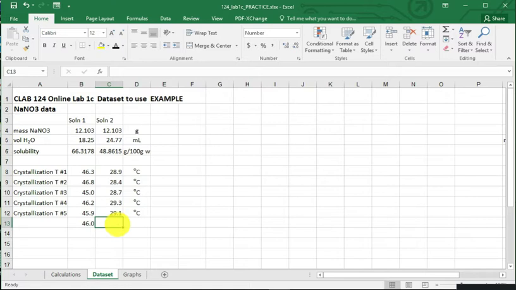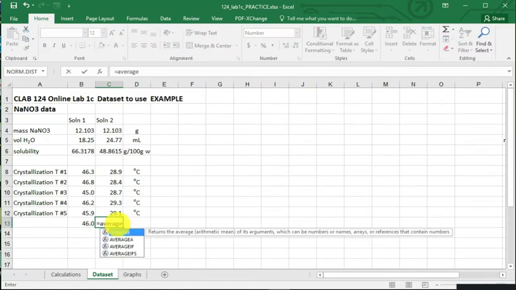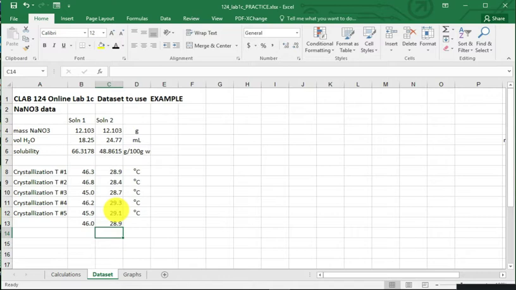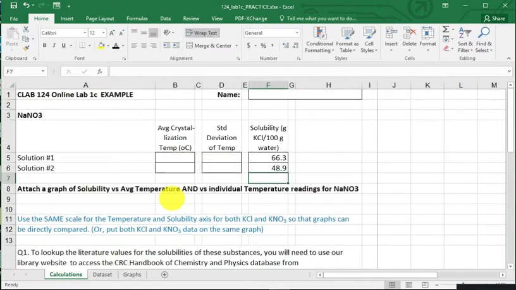Or I could do equal average, parentheses, and I could have selected the first one and held it down and dragged to the bottom one, and I get that one. So I now have an average temperature for each one as well. So 46.0 and 28.9.